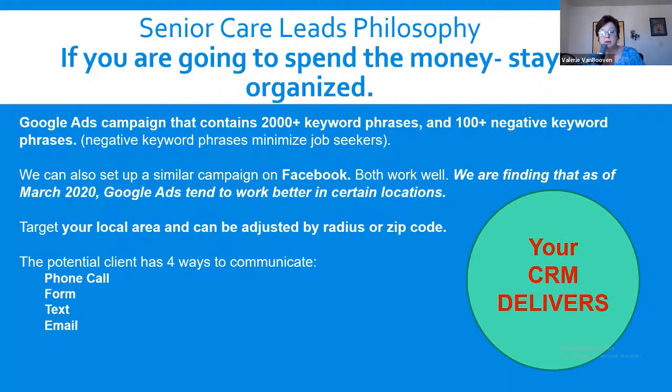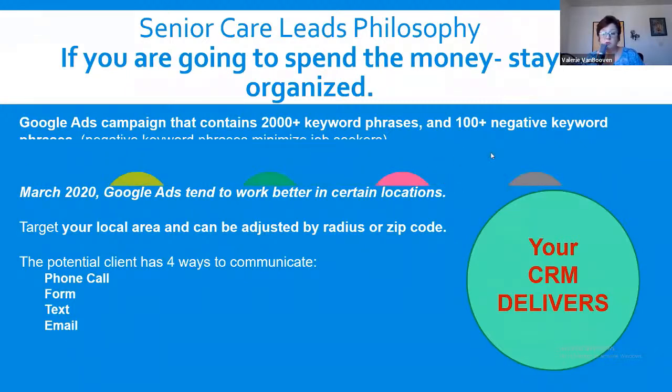Here's what we do, and you can do this too. You do not have to have all the things we have. With Google Ads, you can set up an account and run it yourself. What we do is we have a campaign that contains 2,000 plus keyword phrases and 100 plus negative keyword phrases. A negative keyword phrase, in our case as senior care marketers, minimizes job seekers.